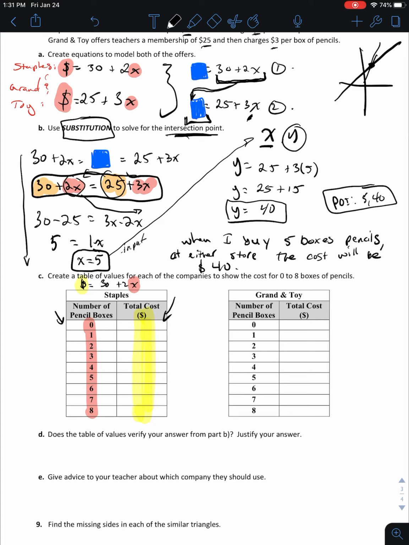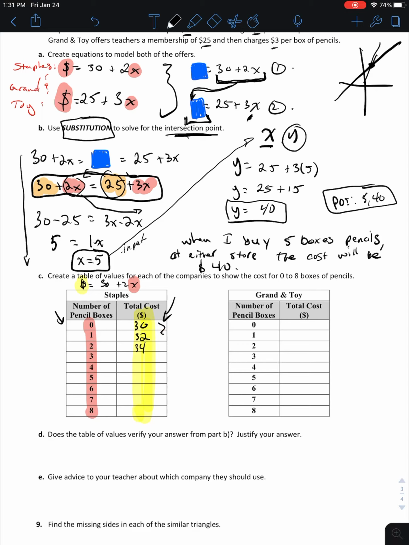So when I plug in 0 into the input where the x is, right, I'm going to get 2 times 0 is 0 plus 30 is 30. When I plug in 1, I get 30 plus 2 times 1, so 30 plus 2 is going to be 32.